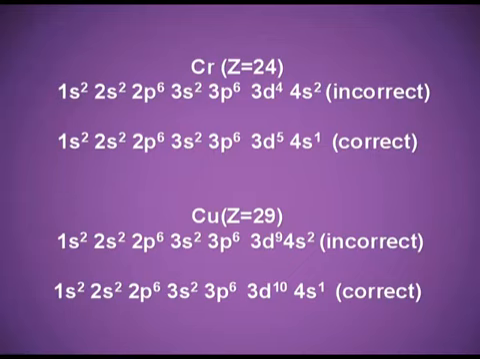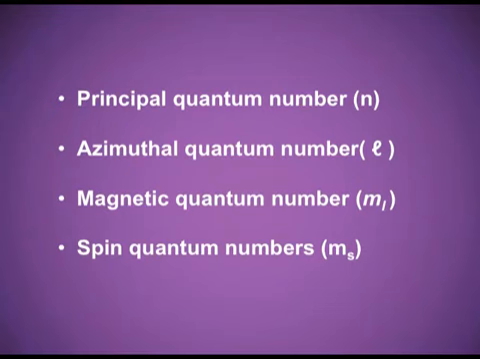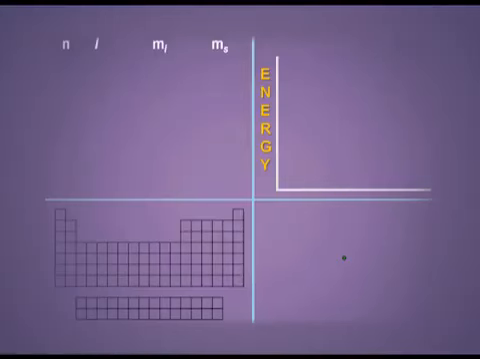Dear children, while writing the electronic configuration, we have to keep all these 4 points in our mind. Now, simultaneously I will explain to you the quantum numbers and the filling of electrons and how these elements are placed in the periodic table.